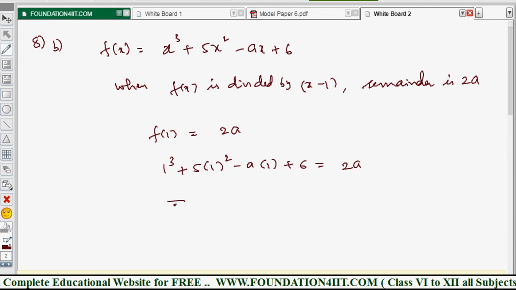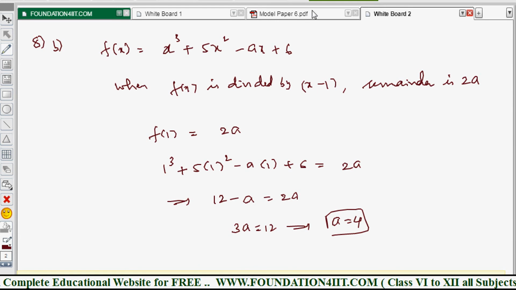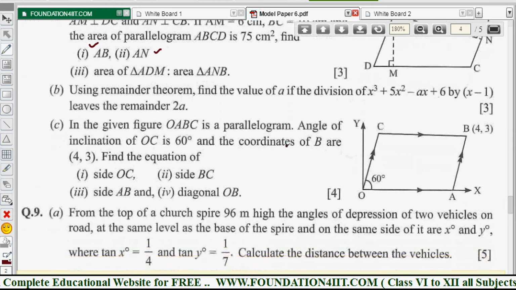From this, 1 cube is 1 plus 5, so 6 plus 6, 12. So 12 minus a is equal to 2a. Then 3a is equal to 12. So from this, a is equal to 4. The value of a is 4. This is the simple sum. Let us see the next question.